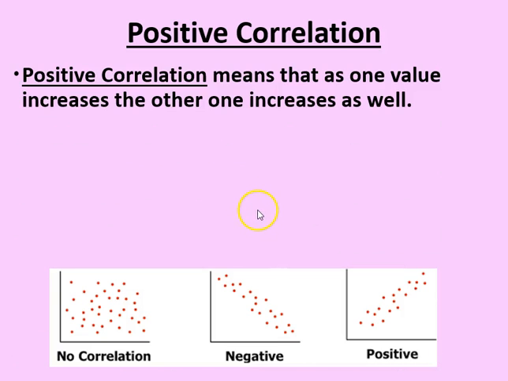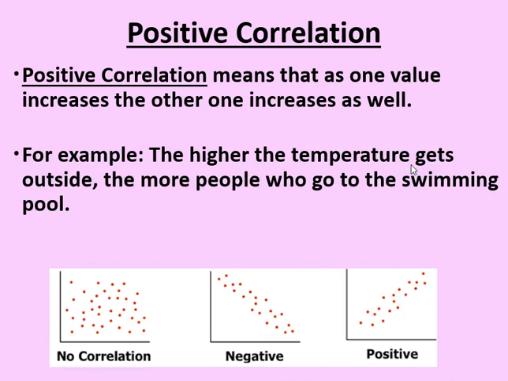And the last type is a positive correlation. Positive correlation means that one value increases and the other one will as well. So for example, there is a positive correlation between the temperature outside and the number of people who go to a swimming pool. The higher the temperature gets, the more people will go to the swimming pool. The opposite is true as well. They decrease together. The lower the temperature, the less people that go swimming.